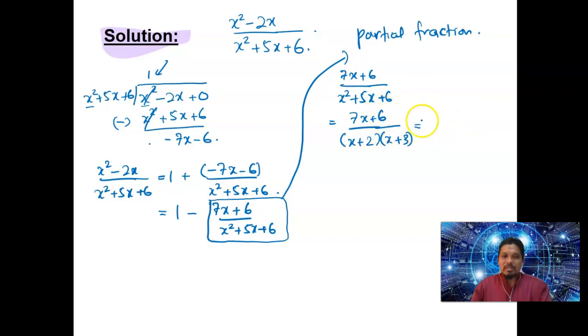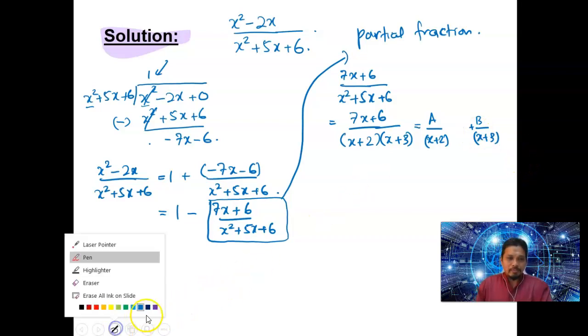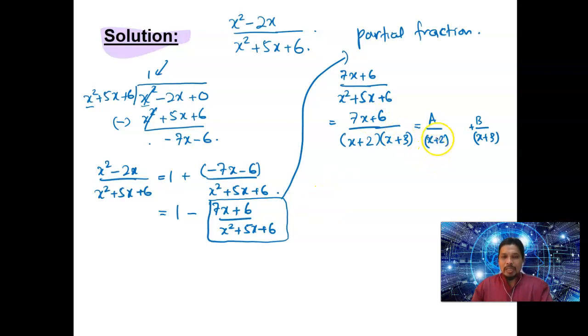So this is the one that we're going to come up with: A divided by x plus 2 plus B divided by x plus 3. Now we are going to equalize these two fractions with the fraction on the left side here. We multiply with x plus 3 divided by x plus 3 here, and also here multiply with x plus 2 over x plus 2.